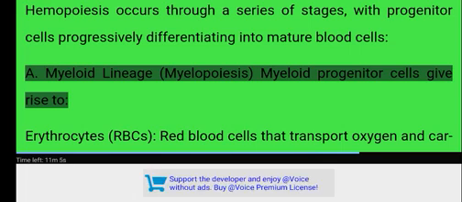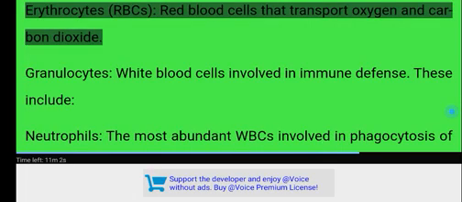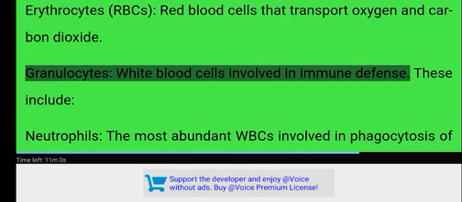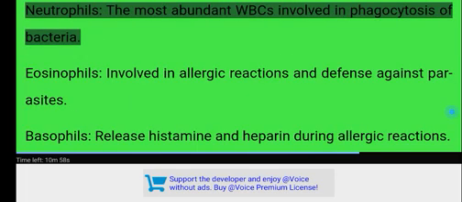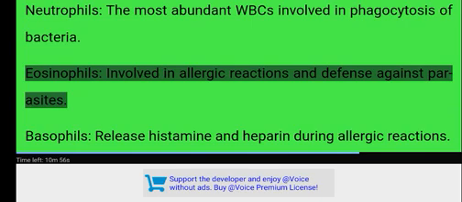Myeloid lineage, myelopoiesis. Myeloid progenitor cells give rise to erythrocytes, RBCs, red blood cells that transport oxygen and carbon dioxide. Granulocytes, white blood cells involved in immune defense. These include neutrophils, the most abundant WBCs involved in phagocytosis of bacteria. Eosinophils, involved in allergic reactions and defense against parasites.